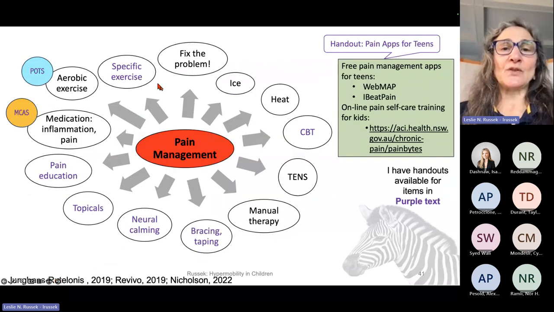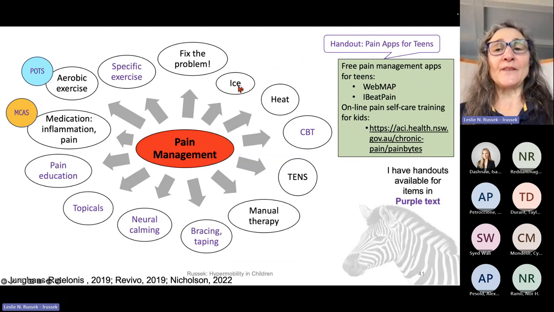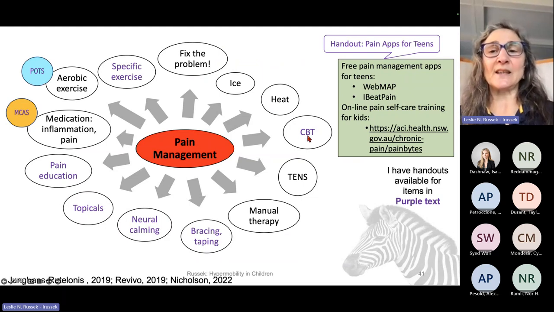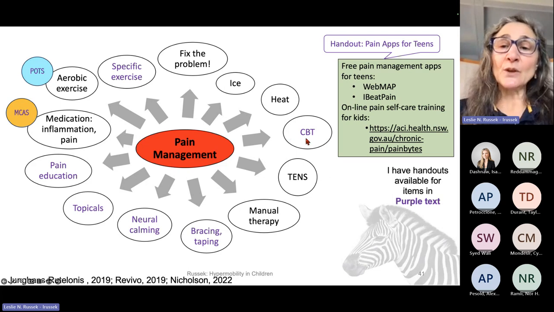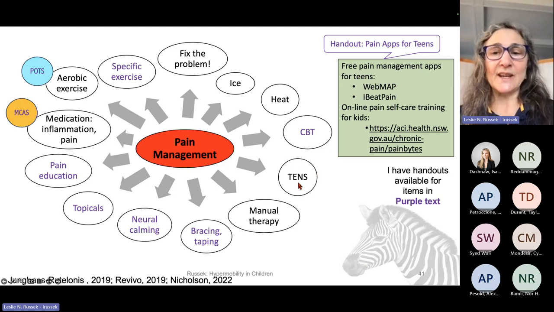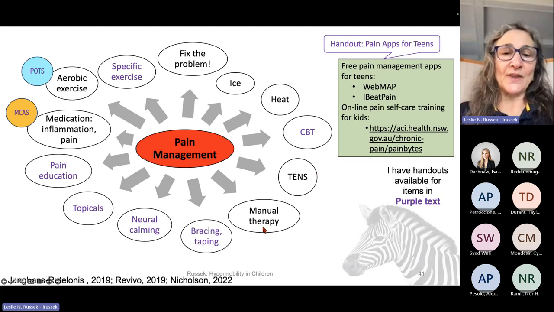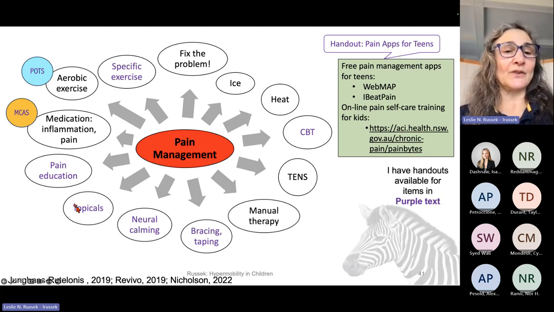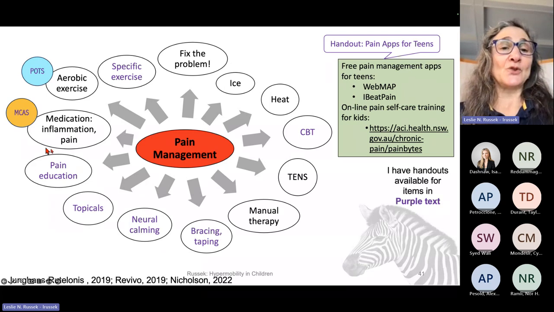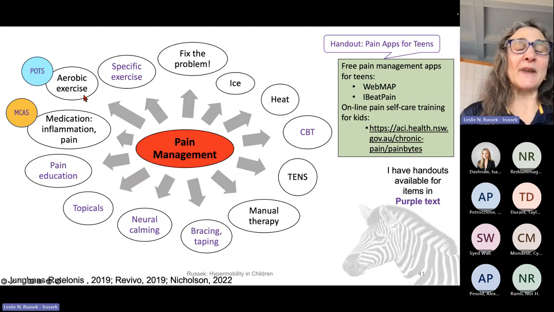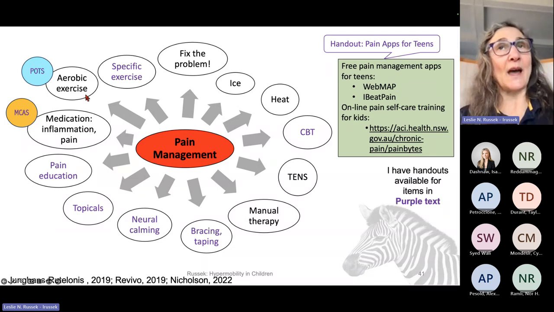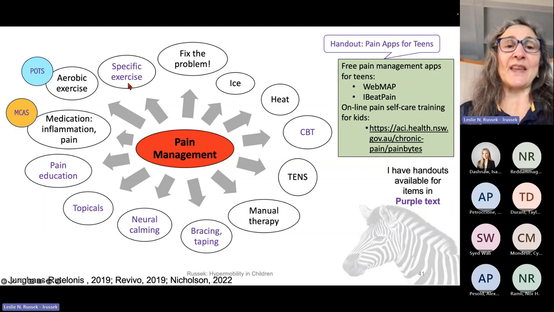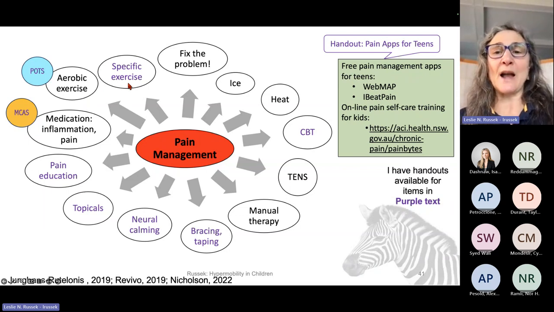Options for pain management. Of course, I always like fixing the problem. There are physical modalities such as ice and heat. Cognitive behavioral therapy can work quite well, especially for a sensitive nervous system. TENS can help for kids. Manual therapy, bracing or taping, calming the nervous system, topicals, pain education, addressing widespread inflammation. Aerobic exercise is itself a pain management technique if they can do it without it causing pain, and then specific exercises to address specific problems.